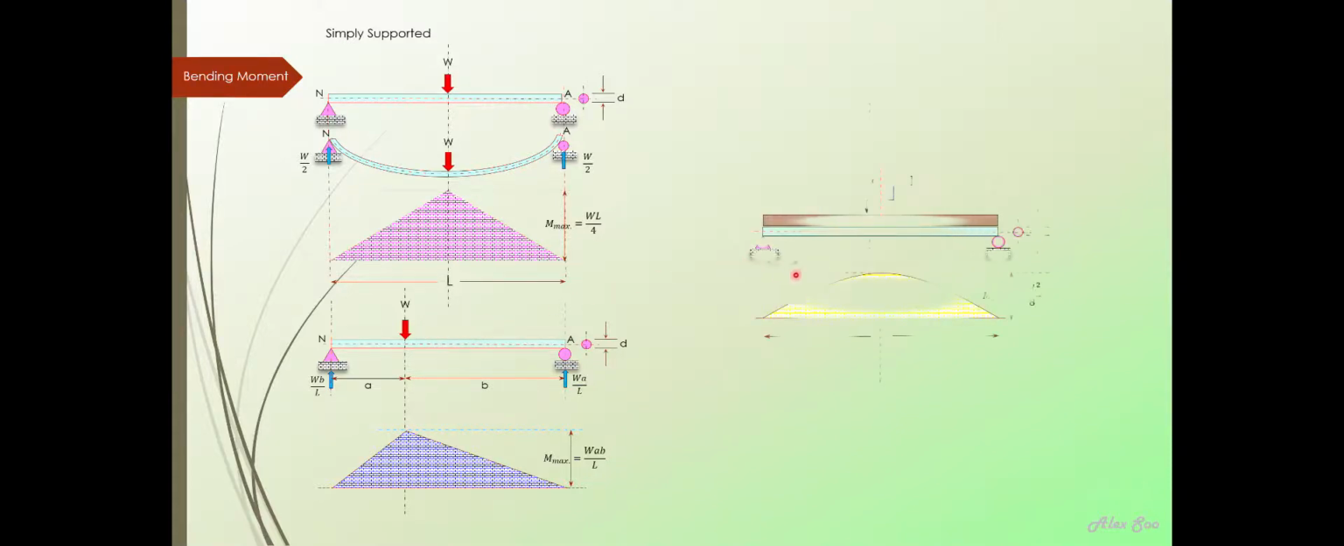So if it is for UDL, the maximum bending moment would be omega L squared over 8. Remember, this is omega, and that is W. So this is in Newton, and this is measured in Newton per meter. So that will be the maximum bending moment for the case of a uniformly distributed load.